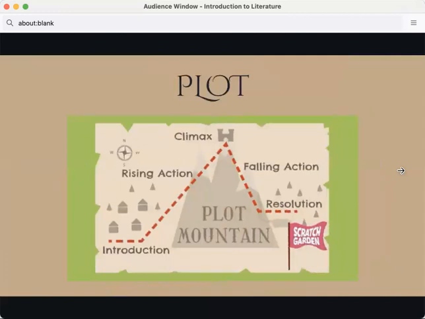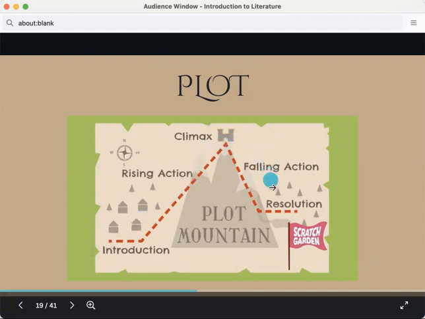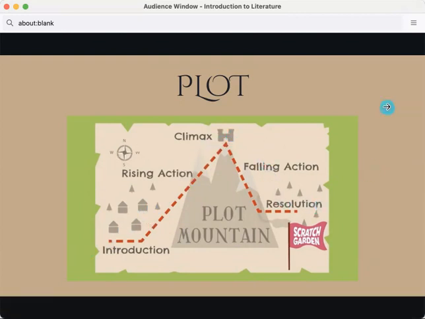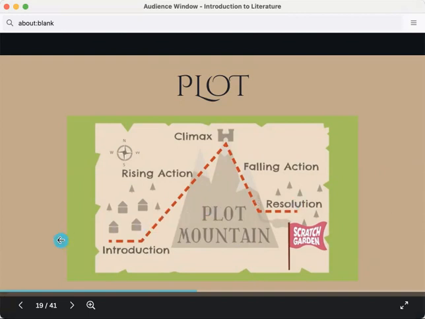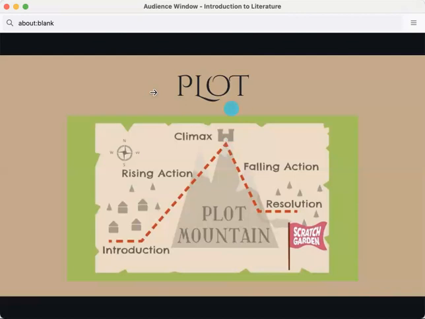Plot. I do believe that all of you are already familiar with plot, because plot refers to the story and all things that are related to the story, things that happen in sequence in a story. As you can see, this graph or this picture shows the sequence of the events or the sequence of the story. Plot has the introduction, rising action, climax, falling action, and resolution.